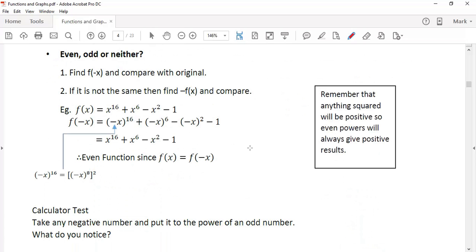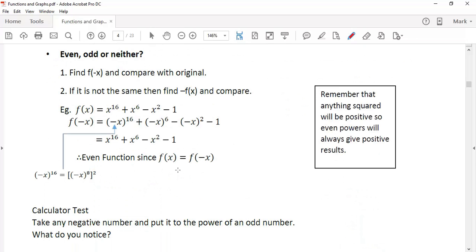If you look at the example here, we're given f(x) equals x to the power 16 plus x to the power 6 minus x squared minus 1. First we found f(-x), so we subbed it all in, and it turned out to be the same as our original. So that means it follows the rule, it's even.